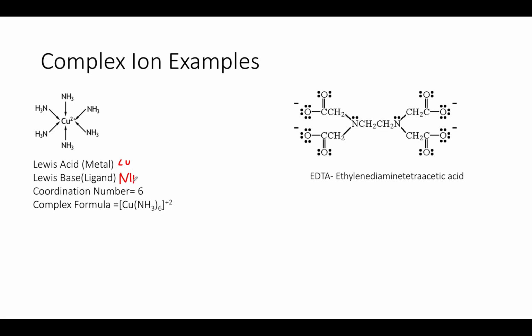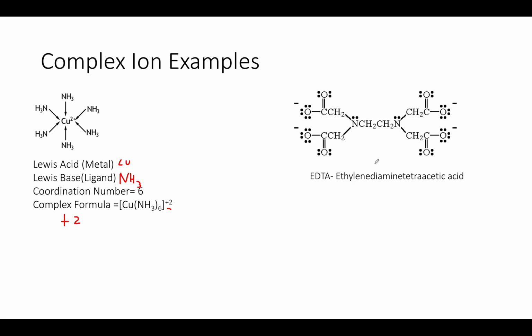Now the coordination number refers to how many attachments are on the molecule. Here we have 6 attachments on the metal, so the coordination number is 6. When you write the formula of the complex, you put a bracket, you put the metal, you put the ligands, how many, and you put the formal charge of the entire species. Here the formal charge is +2 because the copper is +2 and the NH3 is neutral. So you just end up with +2.